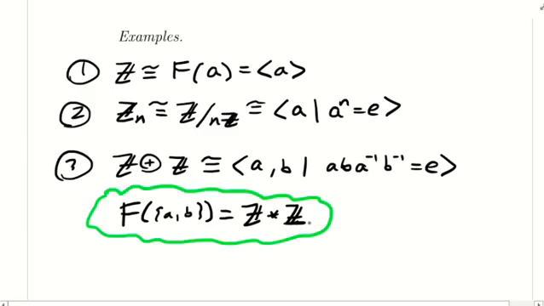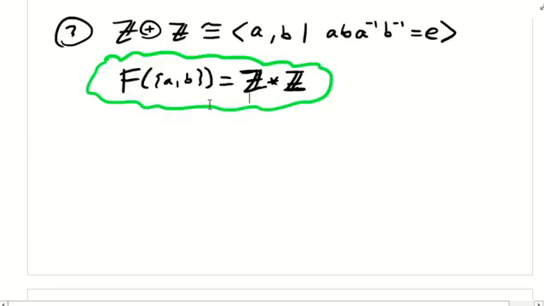In algebraic topology, we see this a lot when we look at fundamental groups of certain one-dimensional loops. So, I don't know, that's for another day. Okay, what about dihedral group?